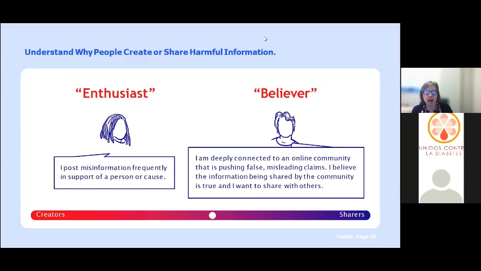Then moving towards the mid part of the continuum, we have people that are enthusiasts. They post misinformation frequently because they're very passionate in support of a person or a particular cause. And others would be believers. They're very deeply connected to an online community that may be pushing false or misleading claims, and they firmly believe the information shared by this community is true, and they want to share it with others.